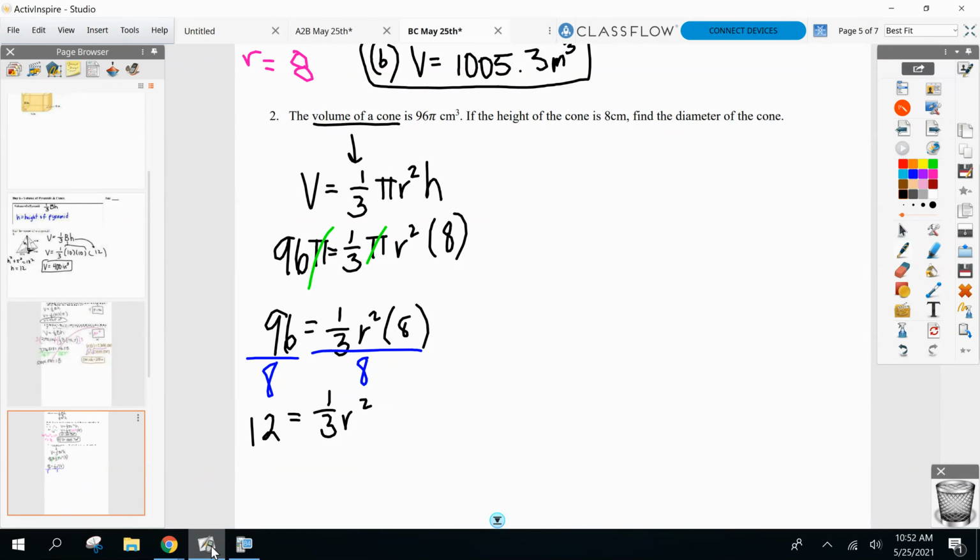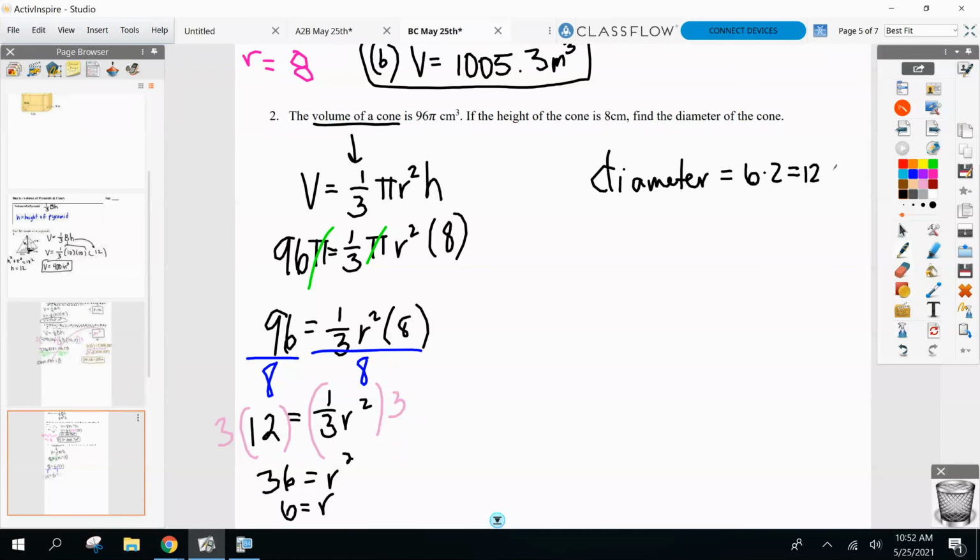What do you want to do next? Multiply both sides by 3. Okay. 36 equals r squared. R equals 6. Too bad we didn't answer the question. Diameter. 12 centimeters.